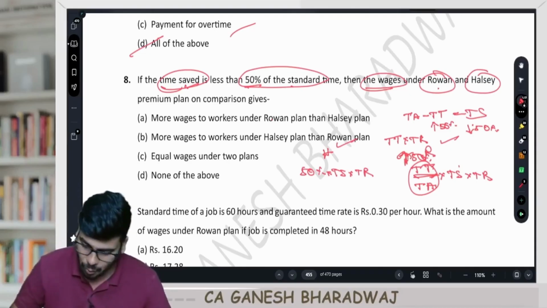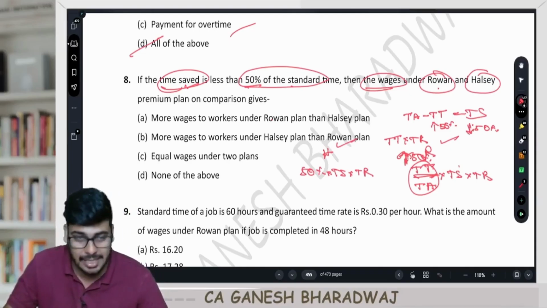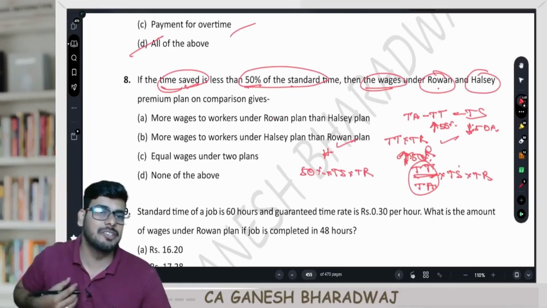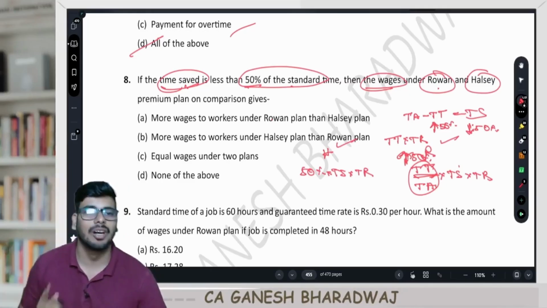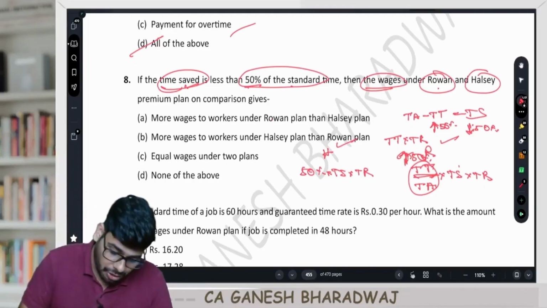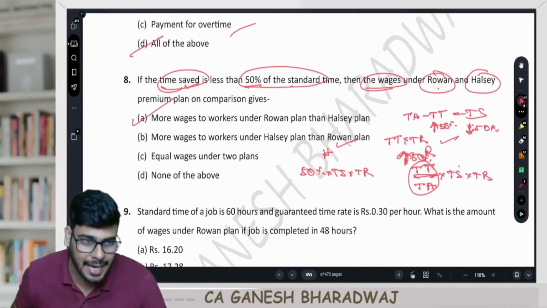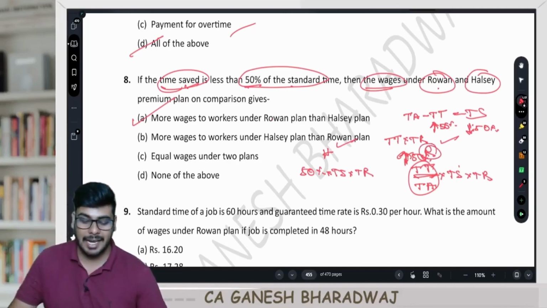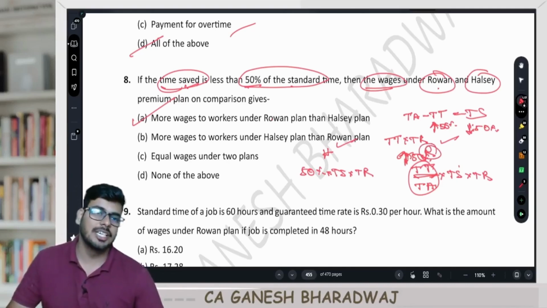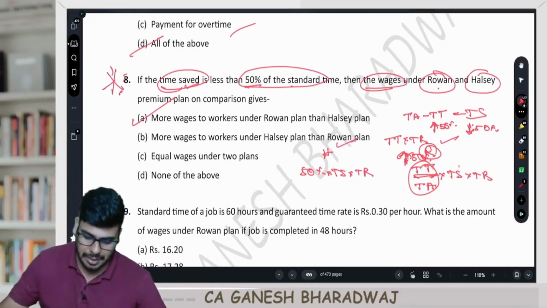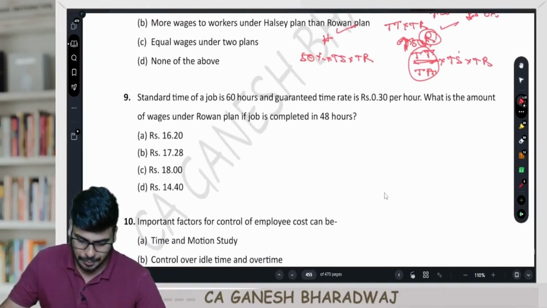So in this case, what happens if my time saved is less than 50%? It means I'm taking more time, right? Since I'm taking more time, my basic wages will be more. See how they have twisted and asked this. So in this case, it's going to be option A: more wages to worker under Rowan than Halsey. Yes, a very good sum. A very, very tricky one, in fact. Please mark this. Next.